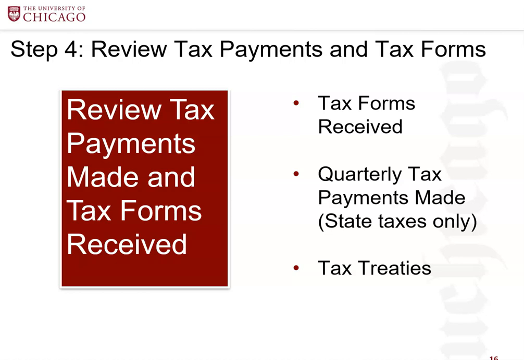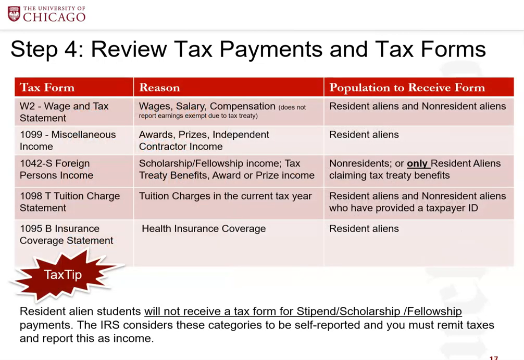Step number 4, reviewing tax payments and tax forms. We're going to talk about tax forms that you may have already received, quarterly tax payments made, and tax treaties. This is a list of the tax forms that you may have received from the University of Chicago.